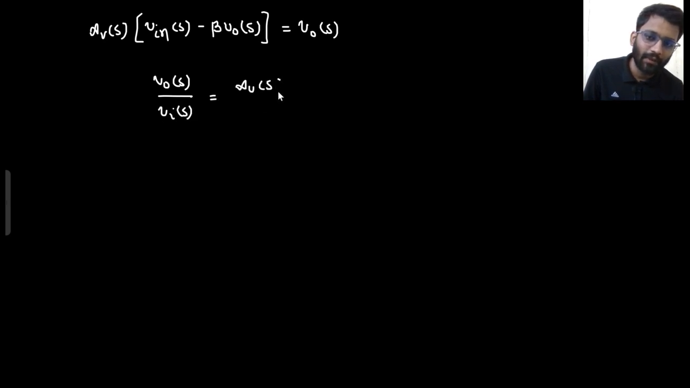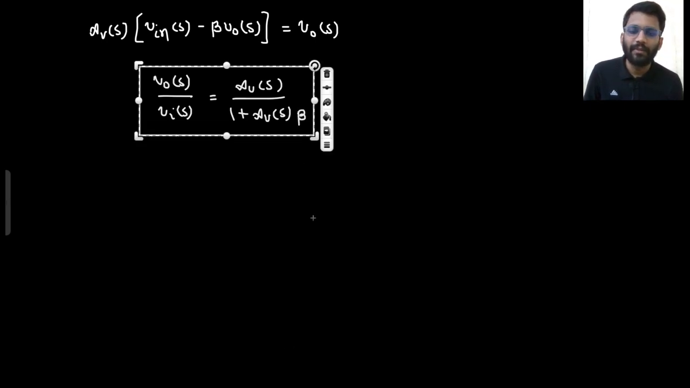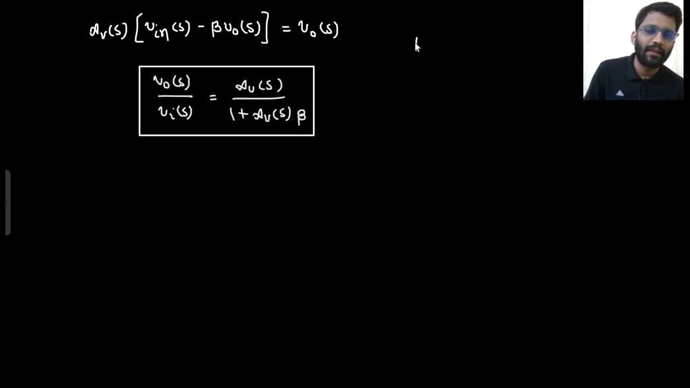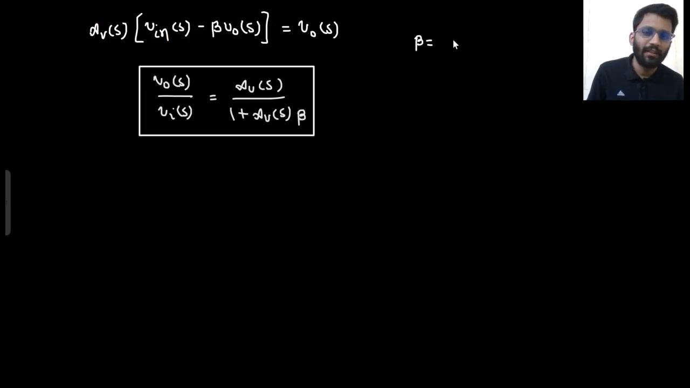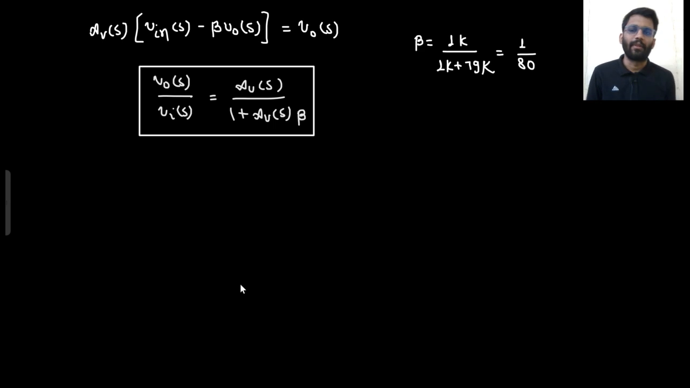A_VS upon 1 plus A_V beta. This is what you will get. Where, what was the beta? Beta was 1k upon 1k plus 79k, and that would be 1 by 80. That will be your beta. Well and good, everything is crystal clear now.